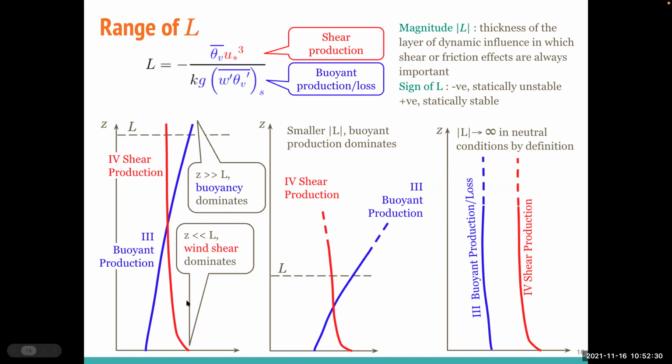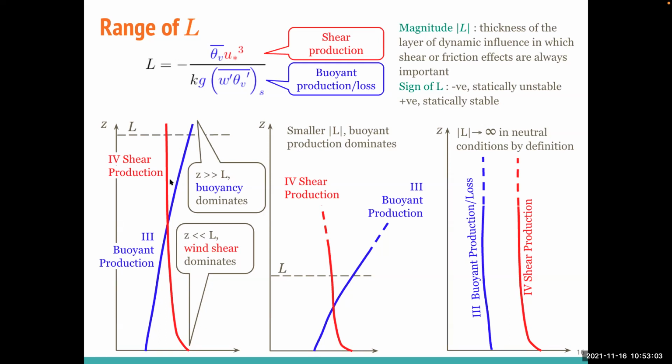If you have a larger L, right? So this L means something. It means how much you stretch this profile. You might still get some shear generation in here, but from the big picture, we know that almost all layers are dominated by buoyancy, right? So this is the meaning of L.